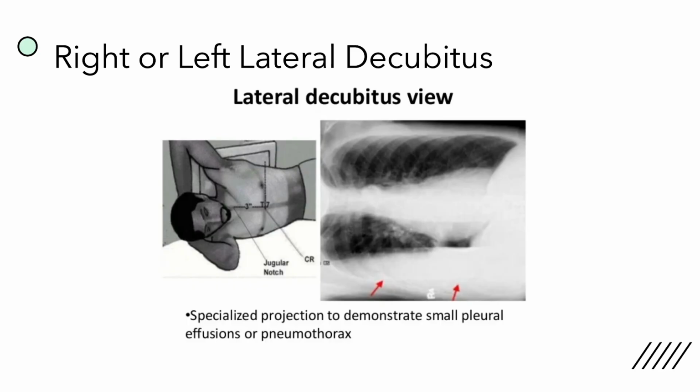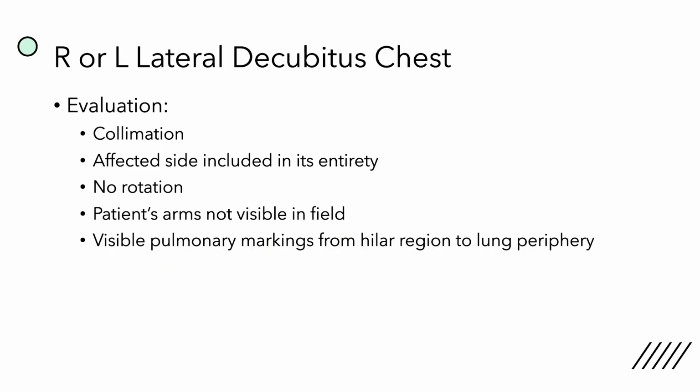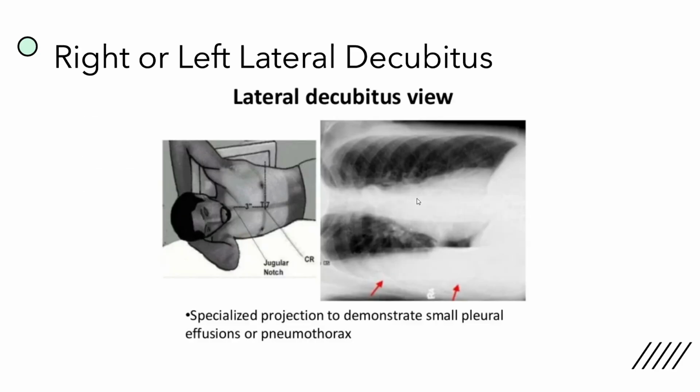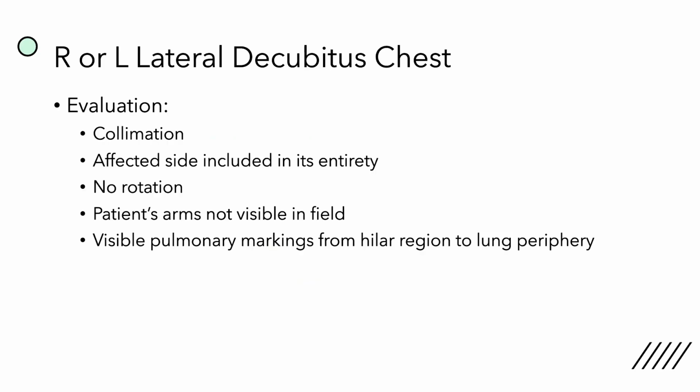So this is right or left lateral decubitus position. They're laying on their side. And this is helping to show an accumulation of fluid. So we'll want to see appropriate collimation. Affected side is included in its entirety. We'll generally see a view of the entire chest so that we can see both sides. No rotation, their arms are out of the way, and again, nice visible pulmonary markings.